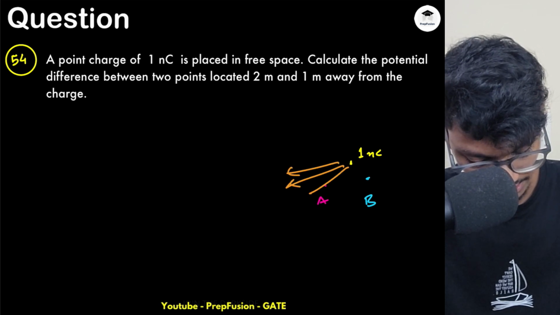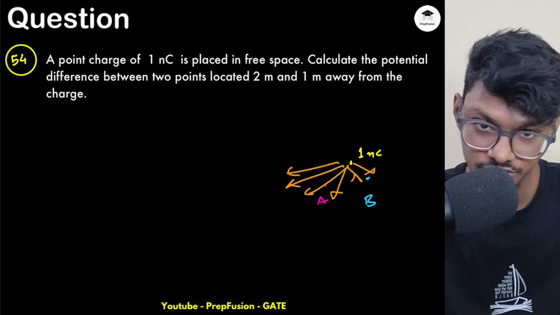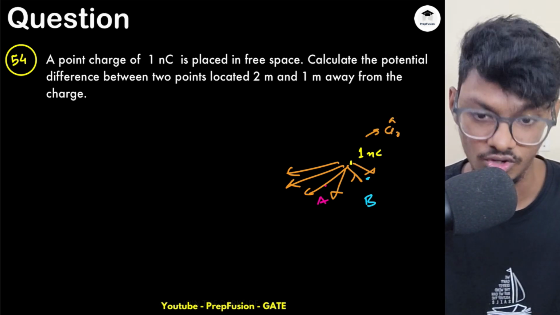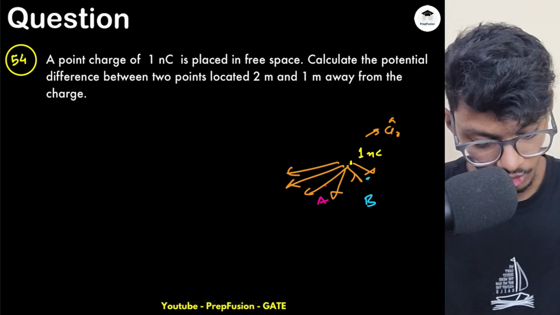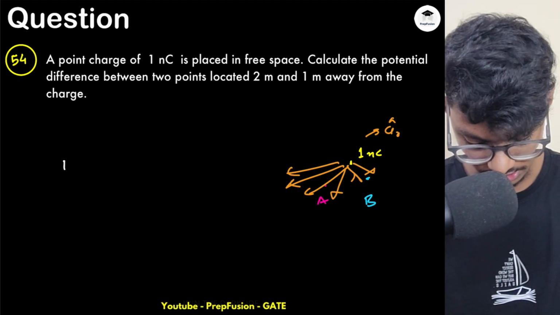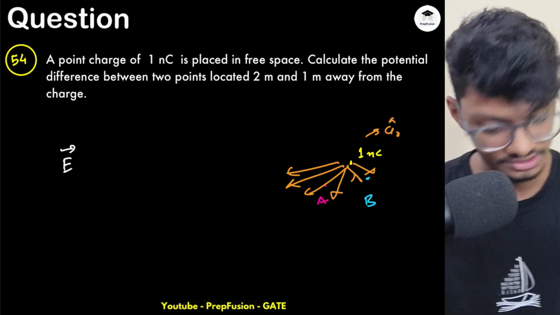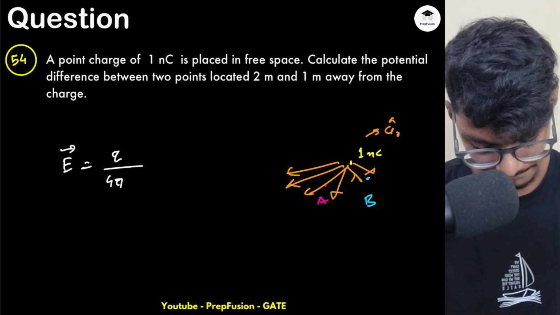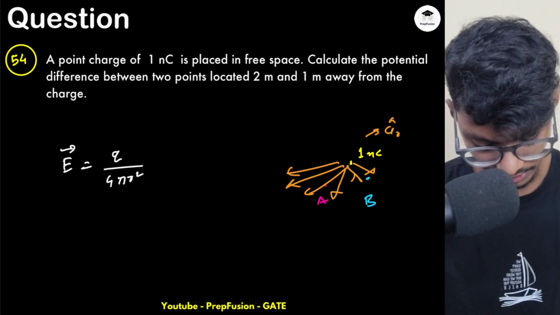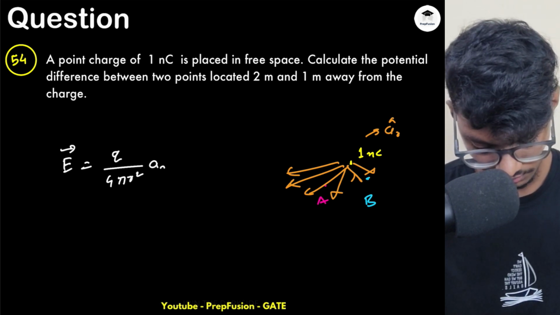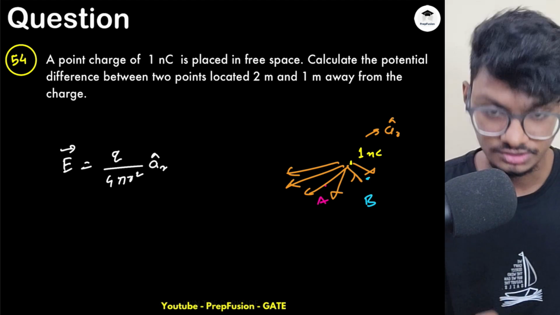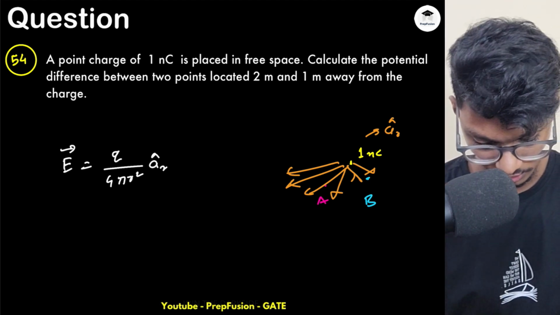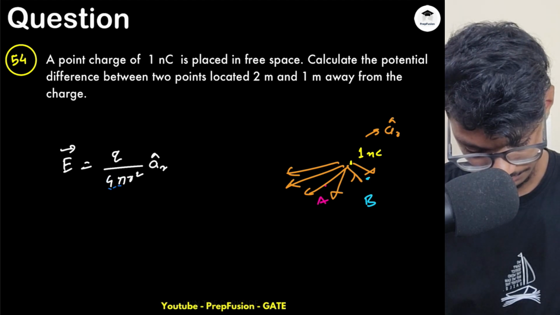charge will produce an electric field, let's say in the a_r cap direction. So I have to write everything in the a_r cap direction. What will be the electric field produced due to this charge? E due to a point charge, the formula is Q upon 4 pi epsilon R square into a_r cap. This was the formula, if you remember. Epsilon is also there.